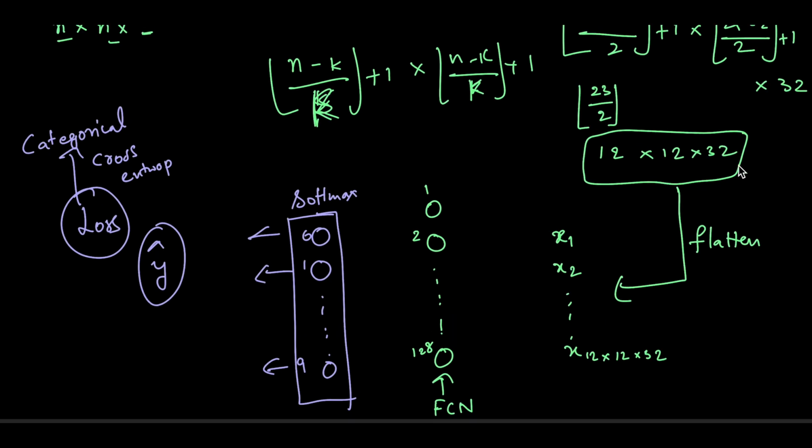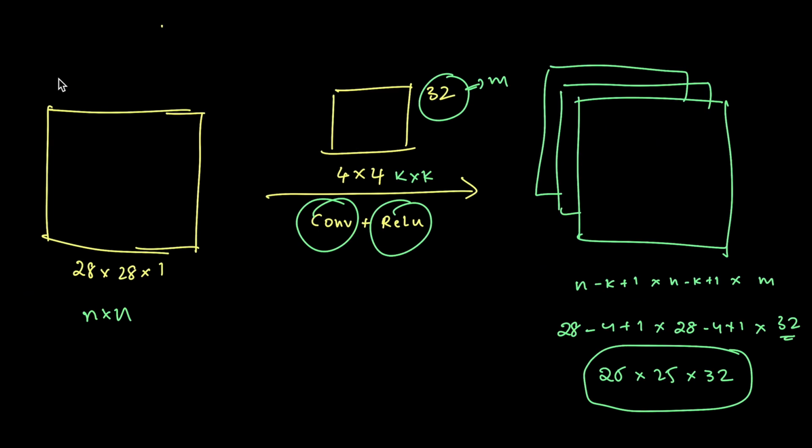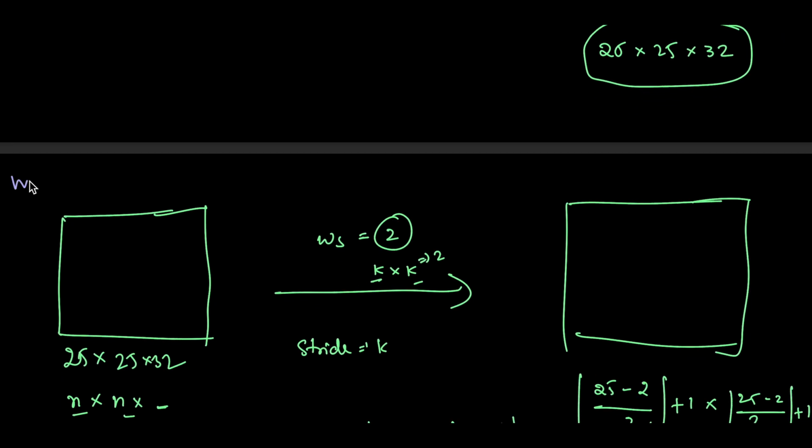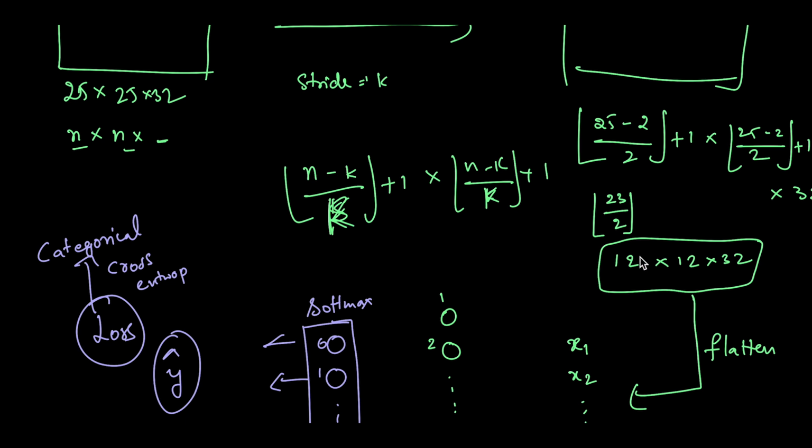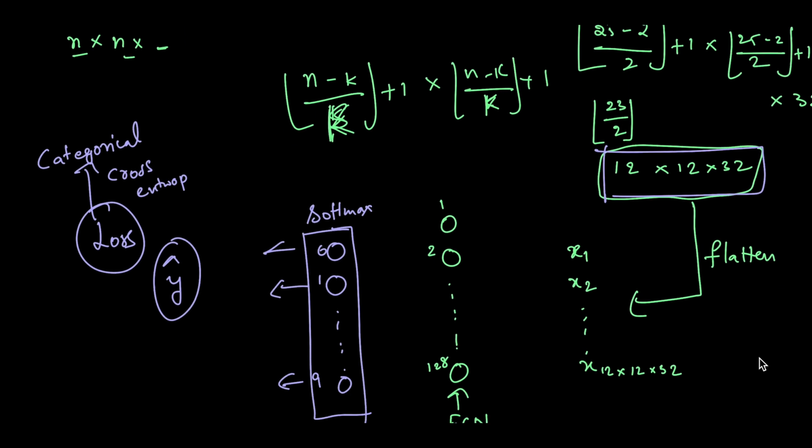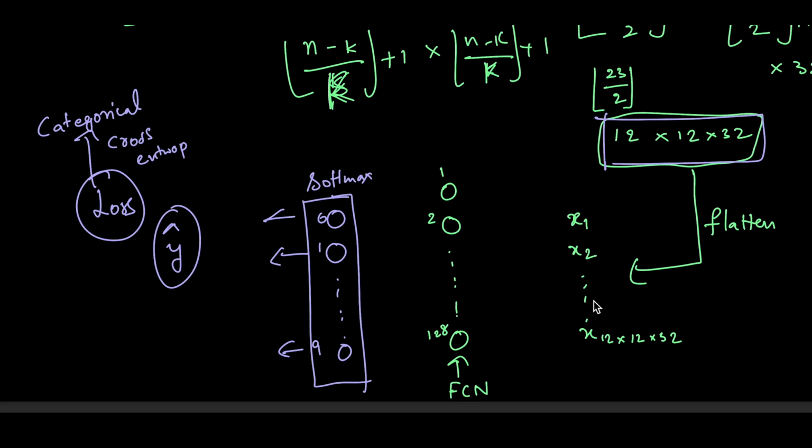This is my overall shape. Initially, I have the input image, and on that input image I apply convolution plus ReLU. Once that is done, I apply max pooling with a window size of 2, and the output of pooling is 12 cross 12 cross 32. On that I apply flatten. On applying flatten, I have these many inputs to the ANN, and then one dense layer followed by the output layer.